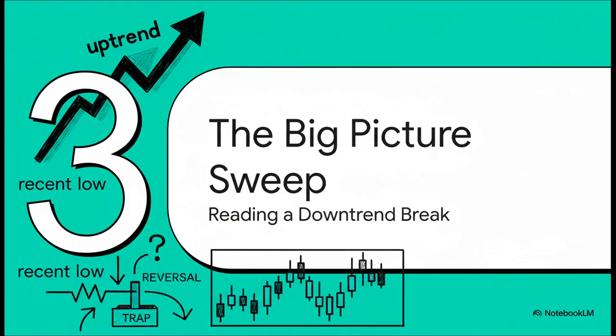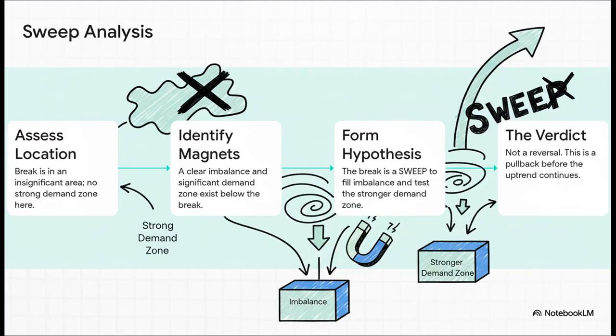Okay, theory is great, but let's put these clues to work in a real-world scenario. Imagine this: the market is in a nice, clear uptrend, but then all of a sudden, it breaks below a recent low. So how do we figure out if this is a real reversal or if it's just a trap? Let's walk through this step by step.